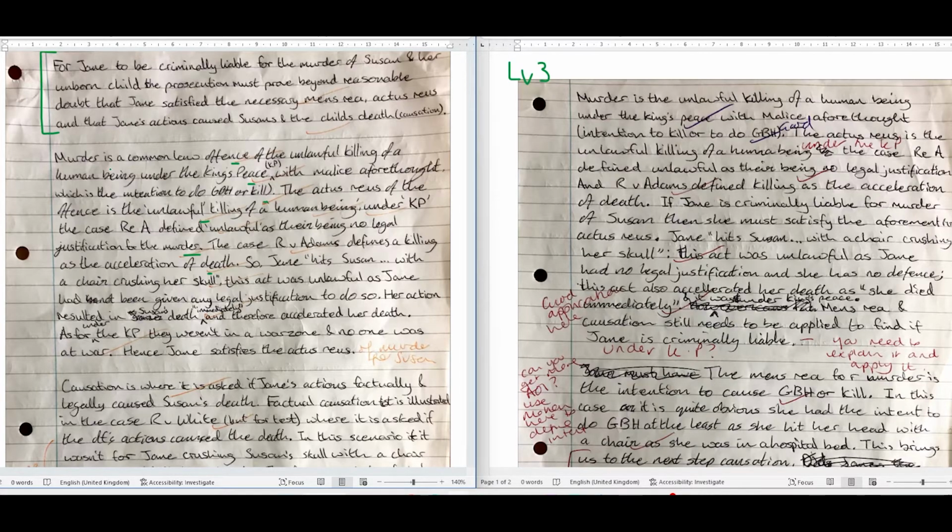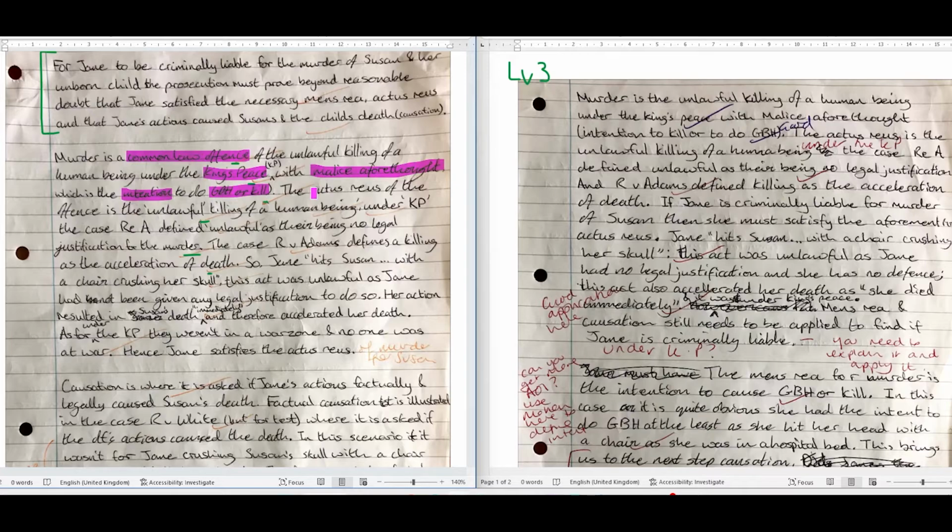So I've stated what murder is. It's a common law offence. Most people would miss that here. And then it's the common law offence of the unlawful killing of a human being under the King's peace. And then this is just including all the information you know about murder. So usually an offence would be part of some statute or some act. And because murder is not part of some statute or an act, I'm showing that by saying it's a common law offence. It's an offence that has built over time. The King's peace, malice aforethought, GBH, intention to do GBH or kill. These are all points that show I know what murder is.